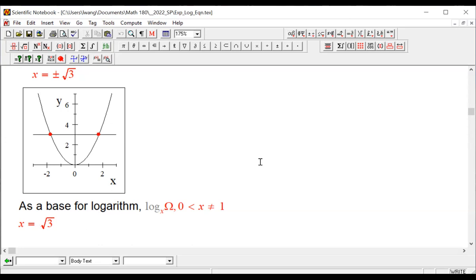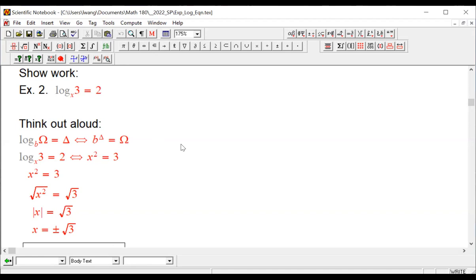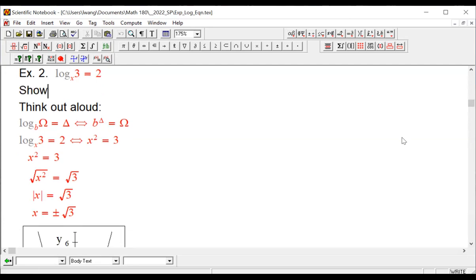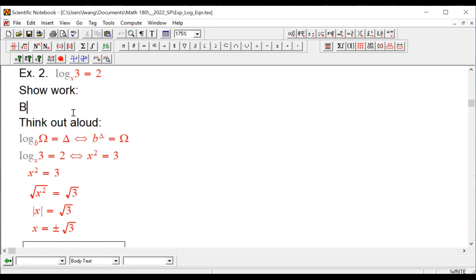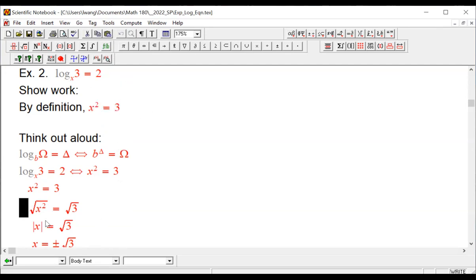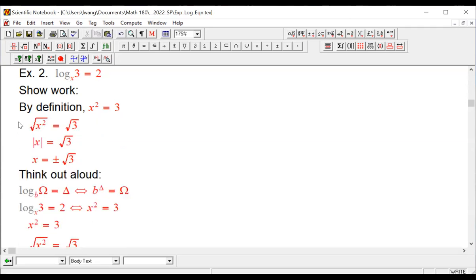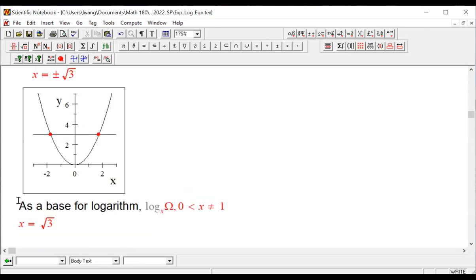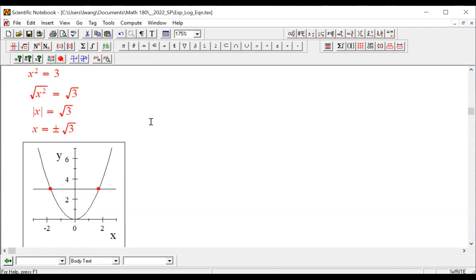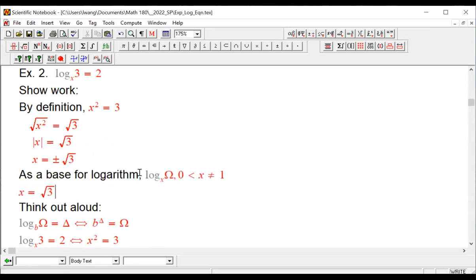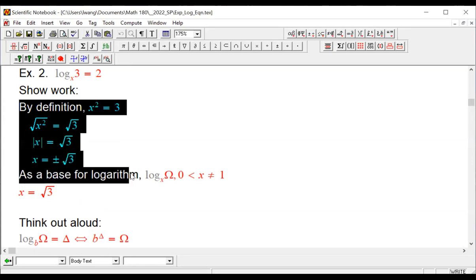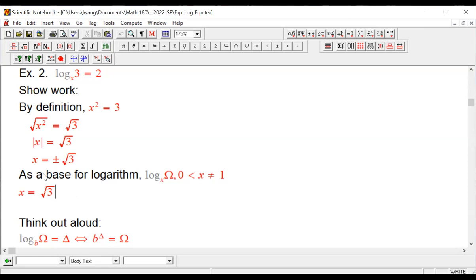Okay, so now let's wrap this up. Let's put this together. How much work do I need to show? This is what you will show. Let's do the show work part. By definition, we got x squared equals 3. Then we go through these steps, solving for x. And in the end, you say as a base for logarithm. And that's how much work you need to show.